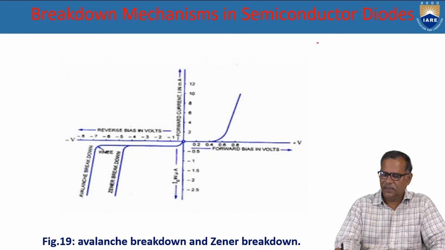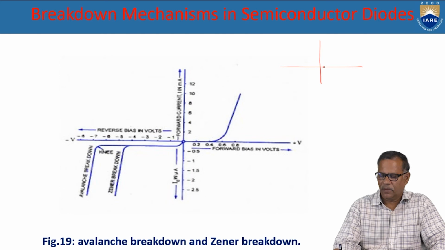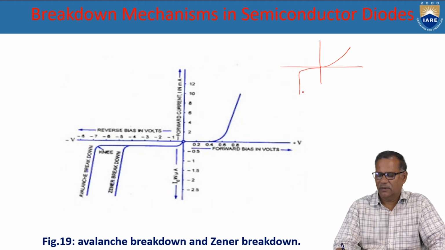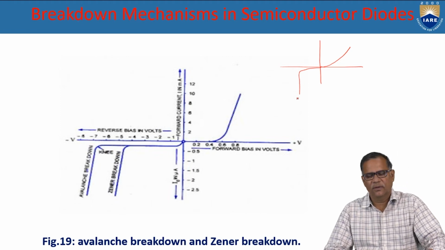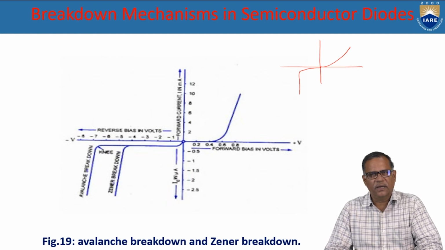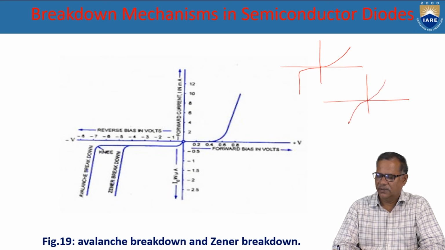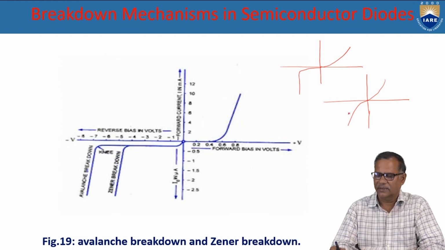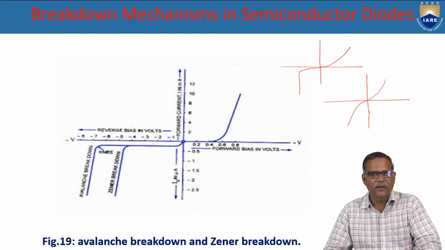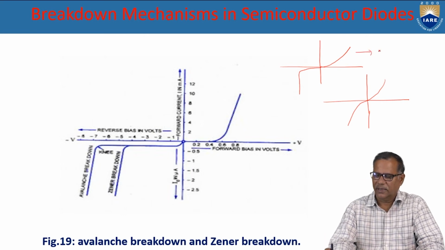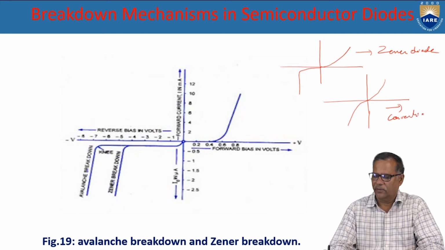And in Zener diodes, the curve is very steep at the breakdown voltage. More or less, it gives a constant voltage. Whereas in avalanche breakdown, the characteristic is something like this. So the voltage is not going to be constant. This is the characteristic of the Zener diode, and this is the characteristic of a conventional PN junction diode.